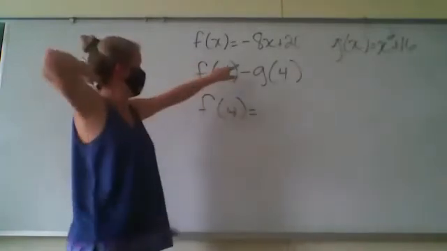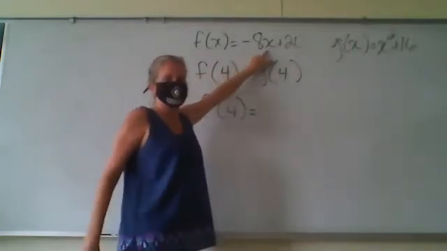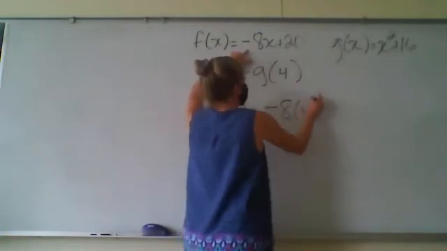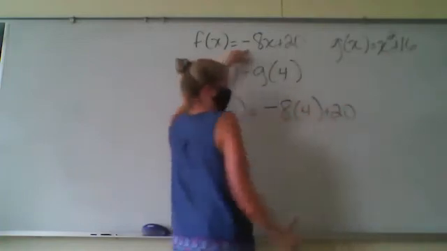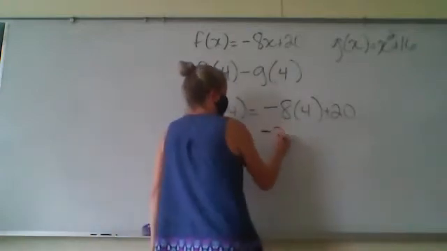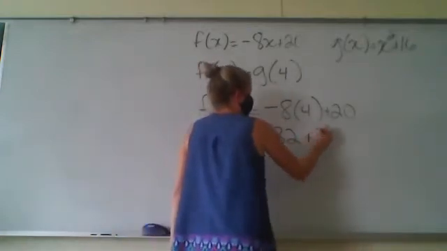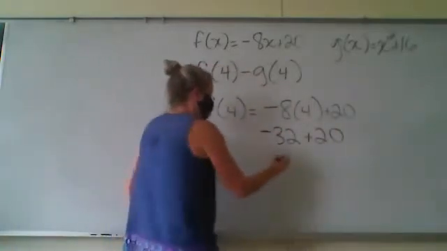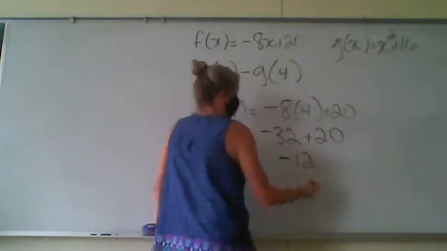So I'll go to my f function, replace this x with a 4. So I'll have negative 8 times 4 plus 20. Negative 8 times 4 gives me negative 32. Bring down the plus 20. And then negative 32 plus 20 gives me negative 12.